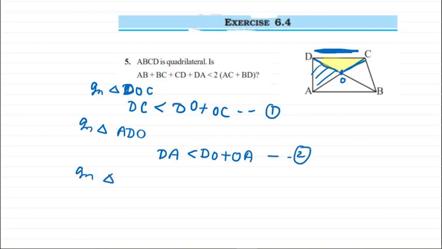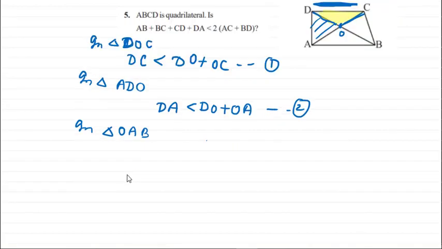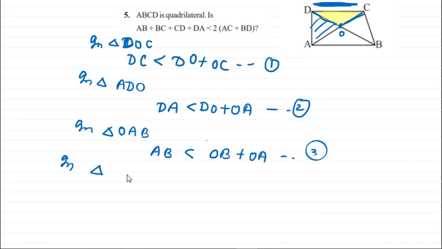Now we'll go in triangle OAB or AOB. So here I can write that AB will be less than OB plus OA. So that is equation number 3. Now we can move in triangle CBO. So here you can write that CB is less than OB plus OC. So that will give you equation number 4.